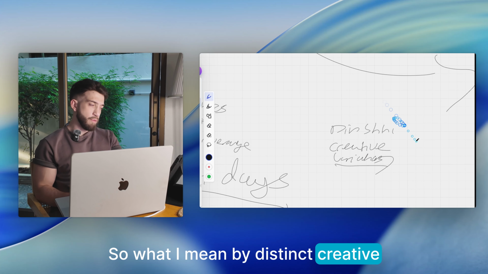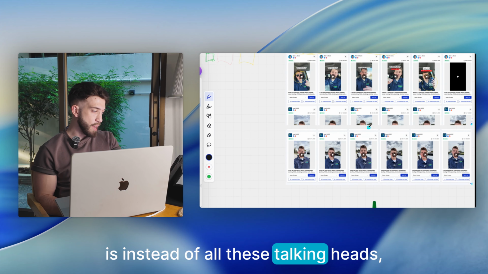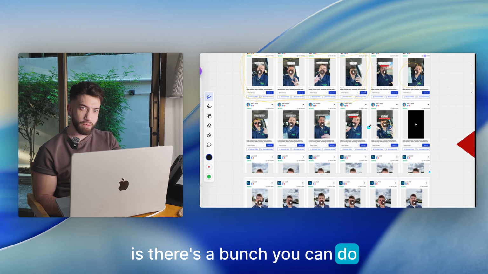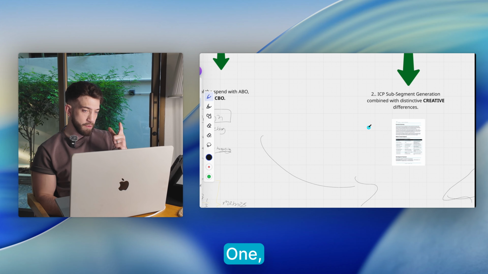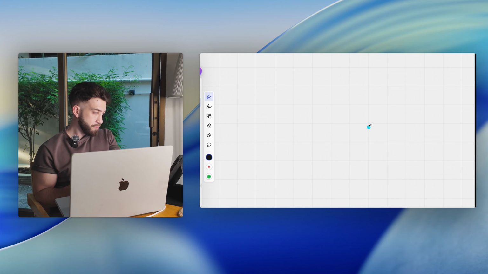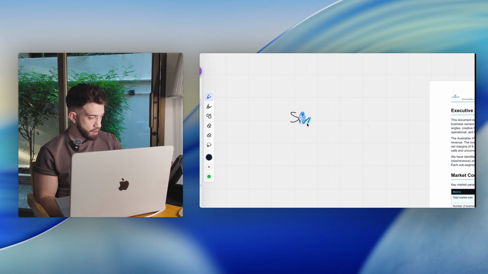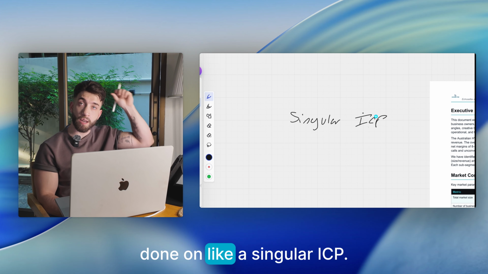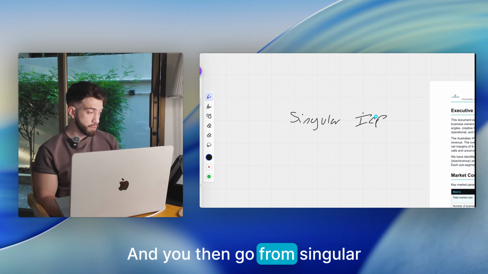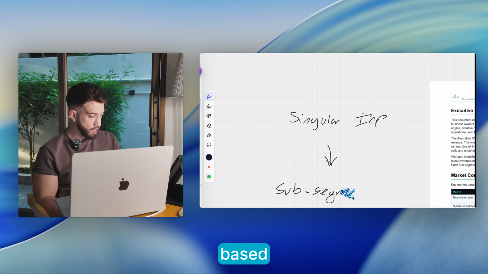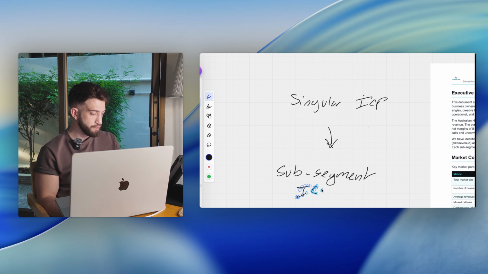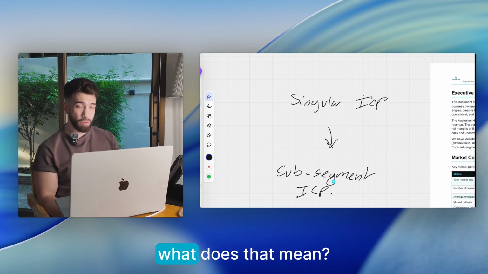So what I mean by distinct creative variations is, instead of all these talking heads, there's a bunch you can do. And the way that I would do this is in two levels. One, you go from having a singular ICP. Right now most of your marketing is done on a singular ICP, and you then go from singular ICP to going into sub-segment based ICPs. And you're probably wondering, what does that even mean?